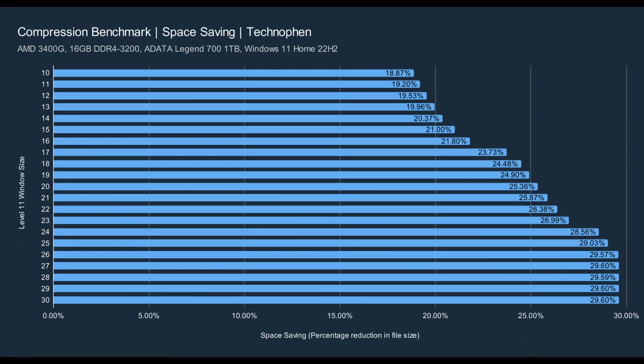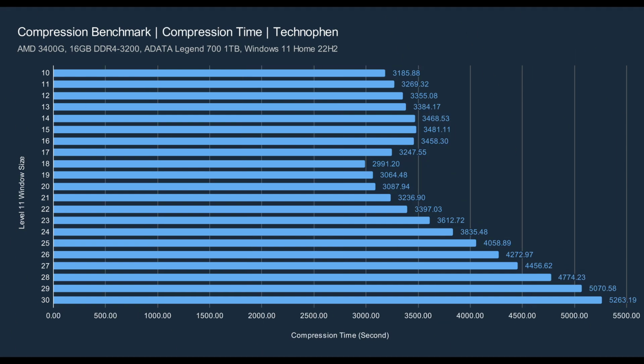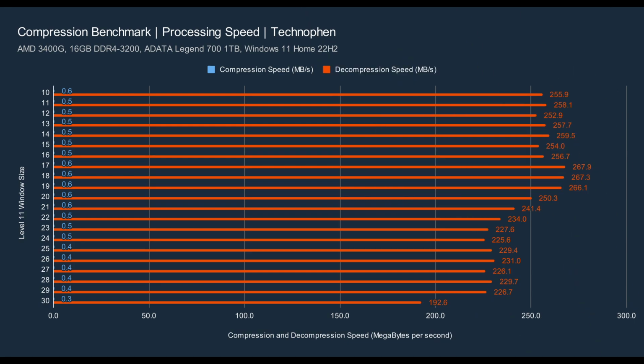And last, level 11 is another small improvement to space saving, maxing at 29.60%. Compression times are way worse, starting at around 50 minutes and reaching up to 86 minutes. That's nearly a football match to watch, and let's not talk about speeds. Max at 600 kilobytes per second. Still, decompression seems to not care and hovers around 250 megabytes per second.